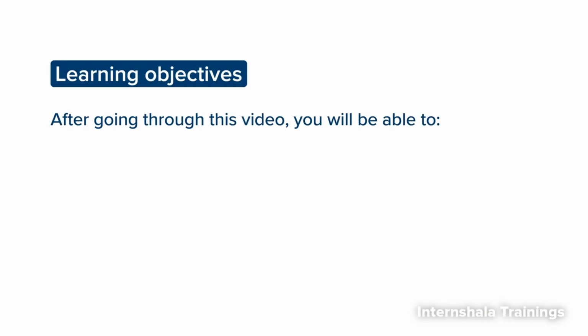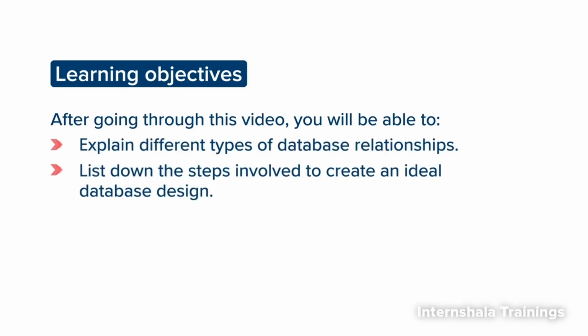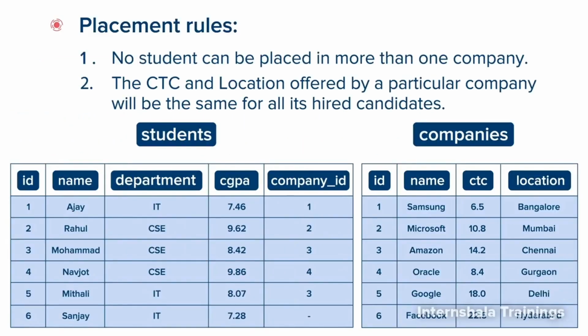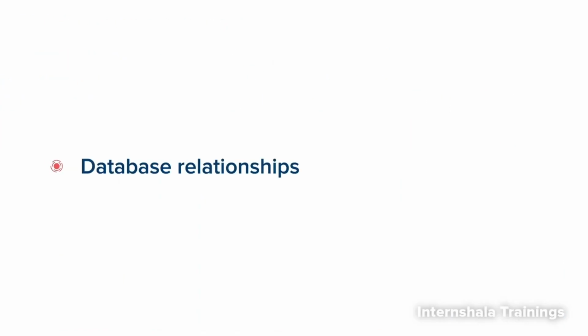After going through this video, you will be able to explain different types of database relationships, and list down the steps involved to create an ideal database design. In the previous topic, we saw an ideal database design that was based on certain restrictions. In this video, we will see how we can always get an ideal database design.